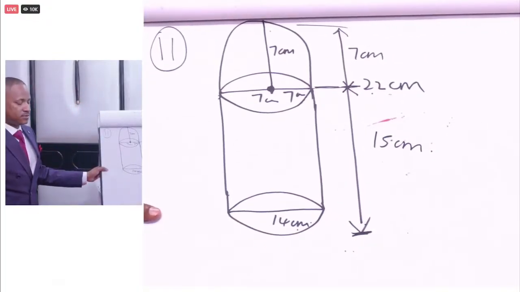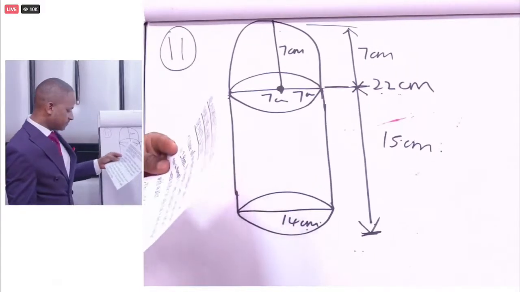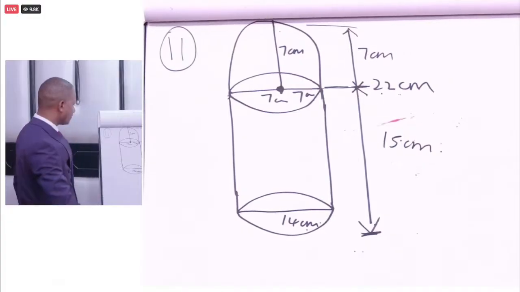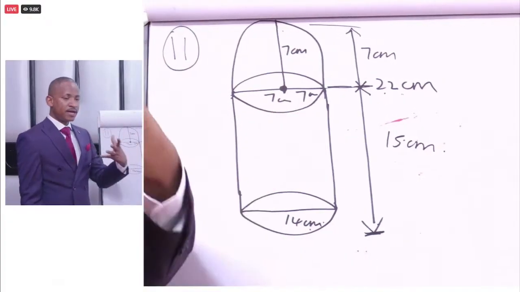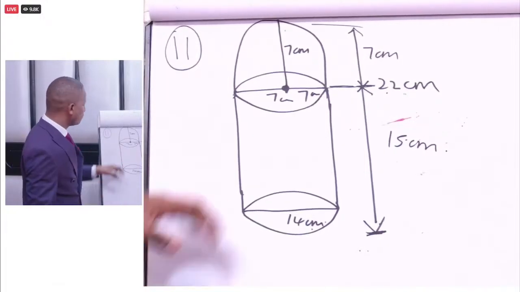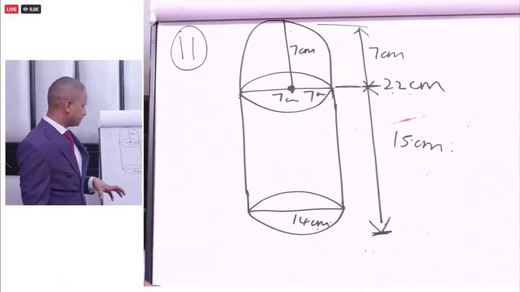Class, I think you are getting me. So the question wants you, if the height of the solid is 22, find its volume. So we have 2 figures here. We have a hemisphere, and then equally we have a cylinder. So we want to find the volume of a cylinder, and then we add to the volume of a hemisphere.